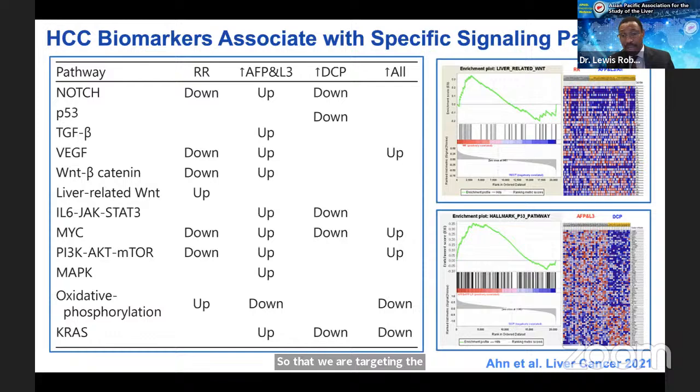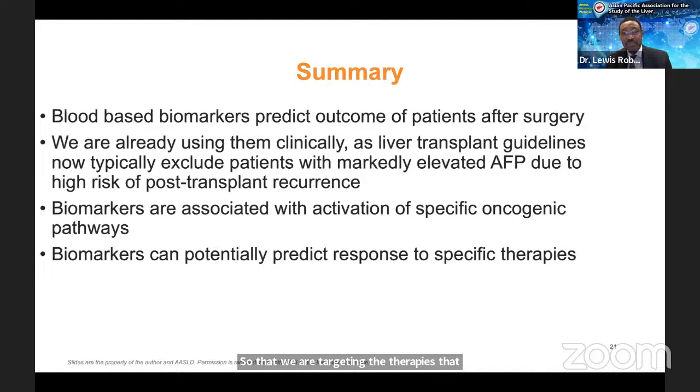So blood-based biomarkers can predict the outcome of patients after surgery. In this case, we are already using these biomarkers clinically. As for example, our liver transplant guidelines now typically exclude patients with markedly elevated AFP due to the high risk of post-transplant recurrence. Biomarkers can be associated with activation of specific oncogenic pathways, and the biomarkers can potentially predict response to specific therapies.